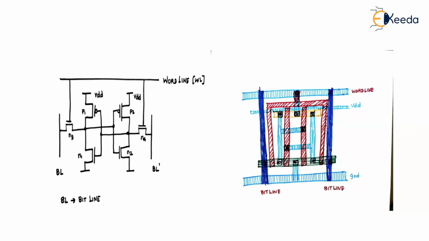A simple methodology, you just check the number of polysilicon. There are four polysilicon touching the N diffusion four times and the P diffusion two times. That is the six-transistor methodology, and this is the six-transistor layout design.